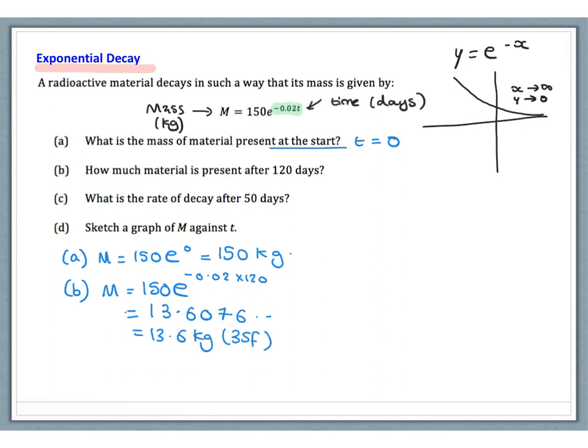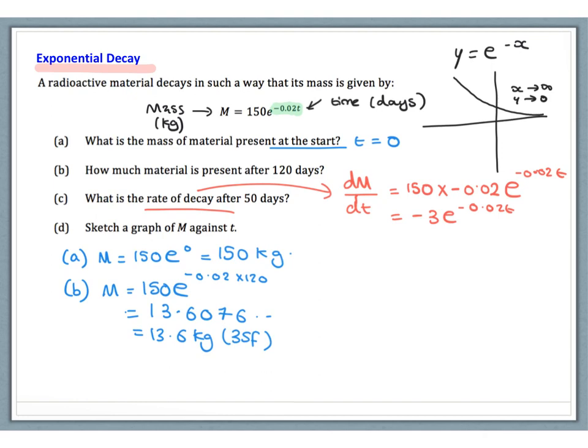What is the rate of decay? So if we're looking for the rate of decay, we want to differentiate. So we want to find dm by dt. Look back at how we did this previously. So this is going to be 150 multiplied by negative 0.02 e to the negative 0.02t, which simplifies to negative 3e to the negative 0.02t. And it's this negative here in the rate function that shows us that it is a decay or a decrease.